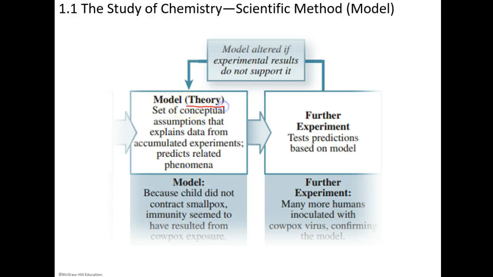So the theory is a set of conceptual assumptions that explains data from accumulated experiments and predicts related phenomena. Because the children did not contract smallpox, lucky for them, they were right: the immunity seemed to have resulted from cowpox exposure. So cowpox was a safe way to expose people to a disease so they could build immunity and not get a worse disease such as smallpox.